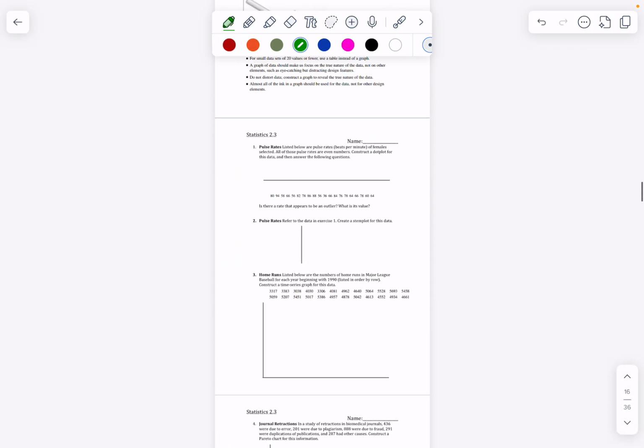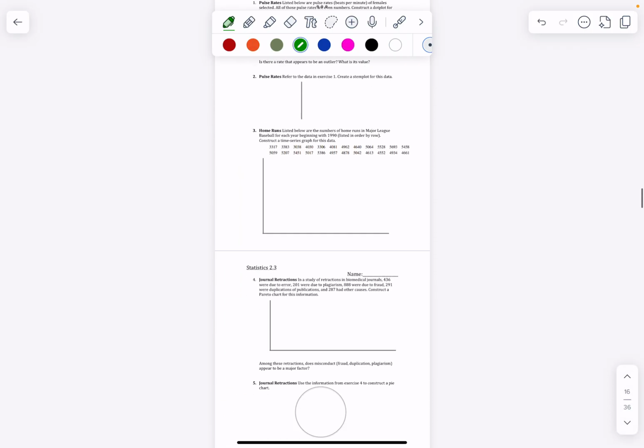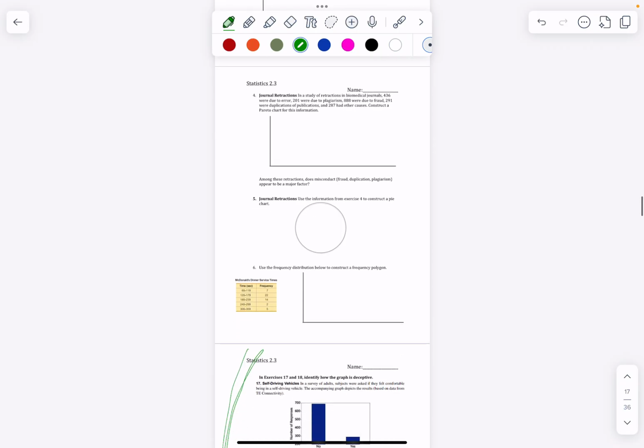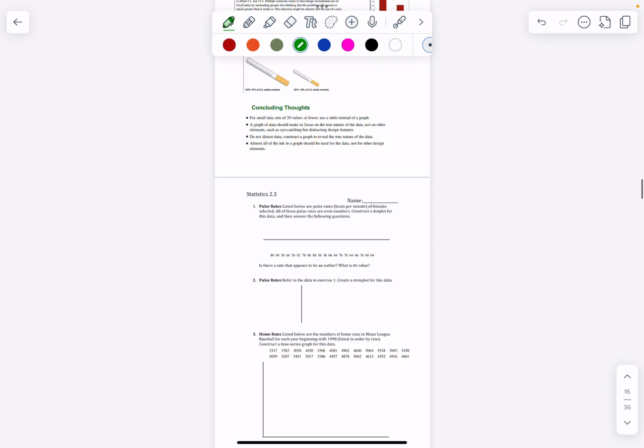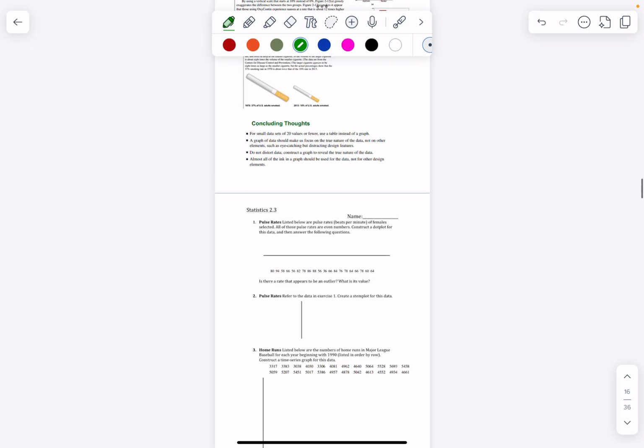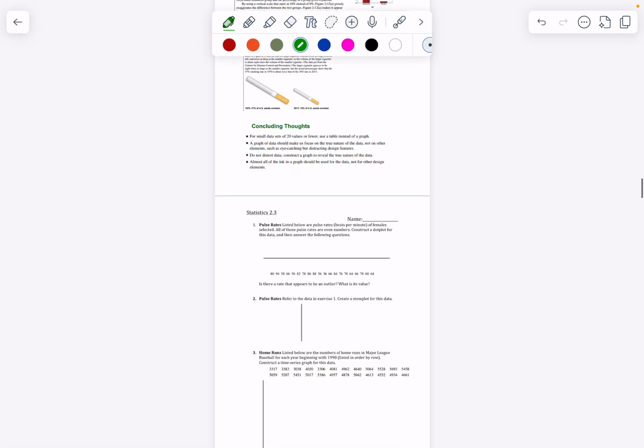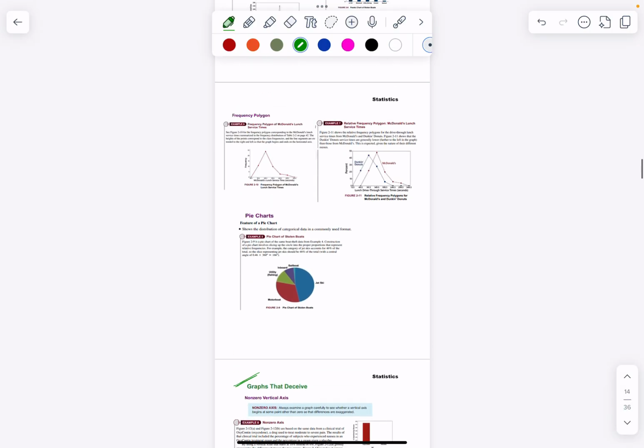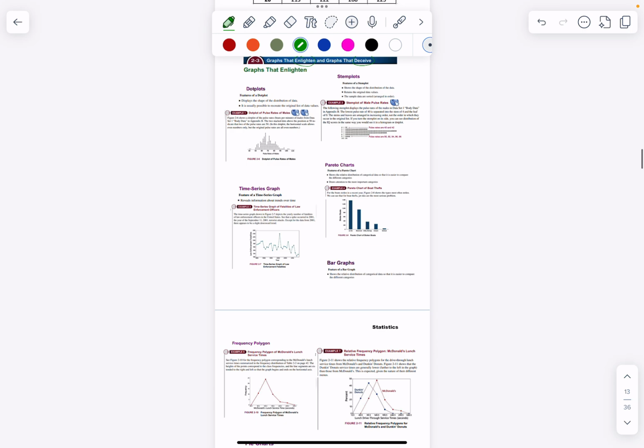So 1 through 6 for homework. And a lot of them, I think all of them, are creating graphs, so they may take a little bit of time. So don't wait and put it off. Maybe start it right away after we're done with these notes.